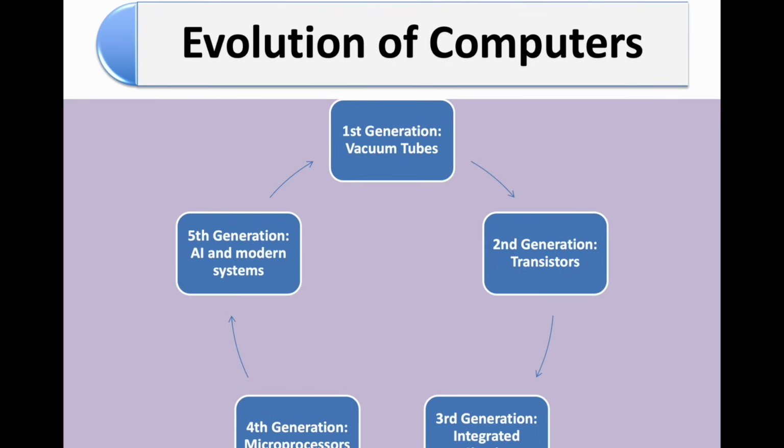Evolution of computers. The first generation of computers was based on vacuum tubes, and then the second generation is based on transistors. We will see what transistors are. You are basically converting the vacuum tubes to a small chip like the transistor, and then the transistors to the third generation, which is integrated circuits. Then the fourth generation is based on the microprocessor, and then the fifth generation, which is based on AI and modern systems.